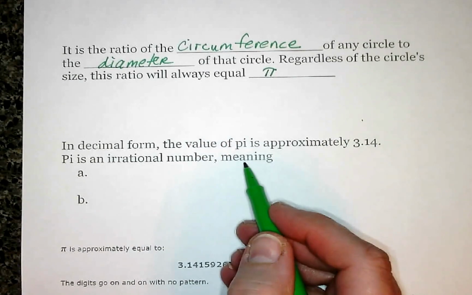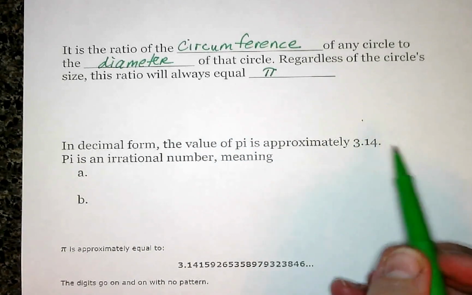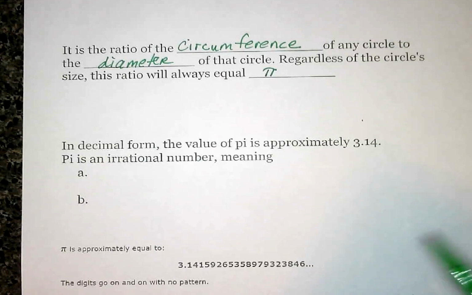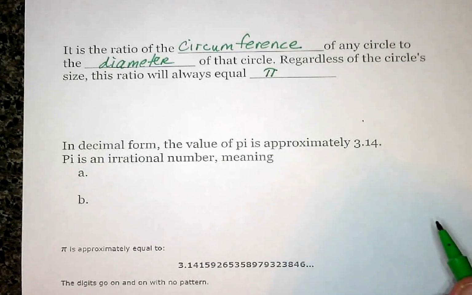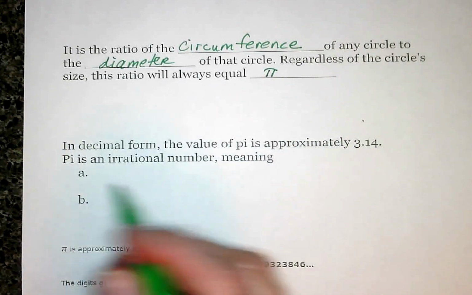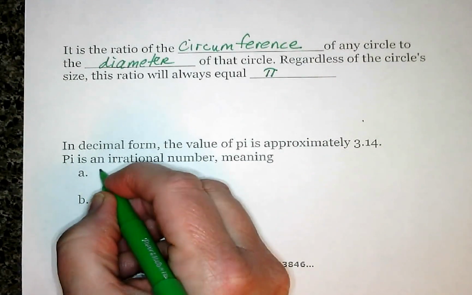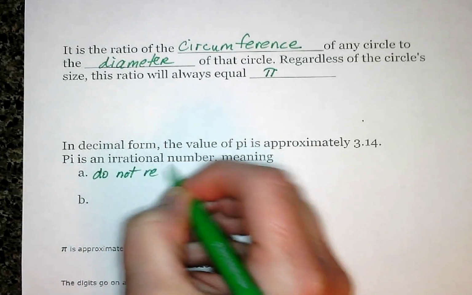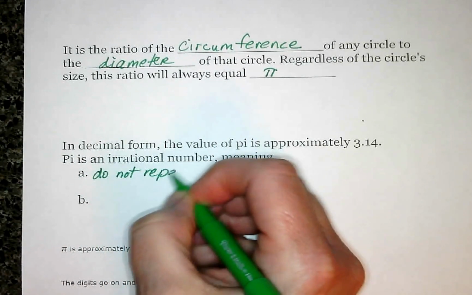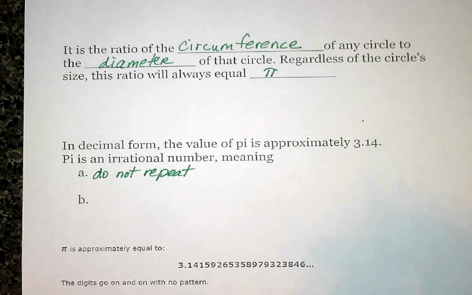In decimal form, the value of pi, normally we would say 3.14. That is approximate, that is rounded off. But in reality, pi is an irrational number. So if you think back to your algebra, irrational numbers are numbers that do not repeat as a fraction.